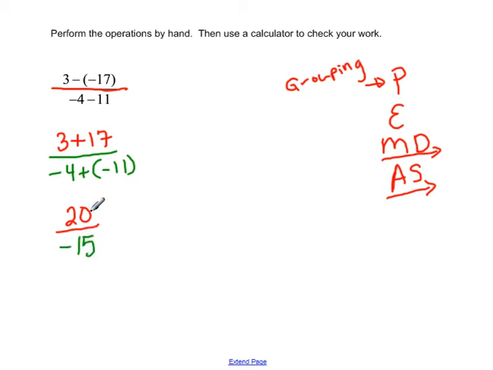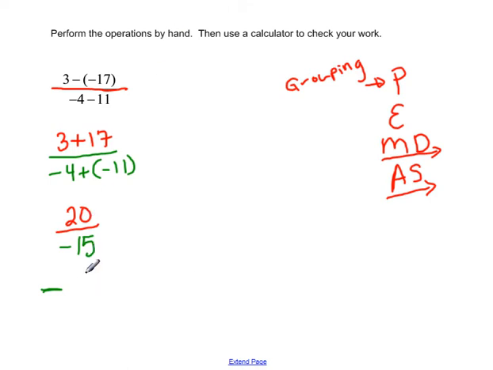Now that's not going to be our final answer. We want to go ahead and simplify the fraction. Whenever we have a sign in our fraction, we want to be sure that that sign comes out in front rather than being just in the numerator or just in the denominator. We know a positive divided by a negative is a negative, so I'm going to put that out in front of the fraction. Now when we have 20 over 15, notice that there's a common factor of 5.